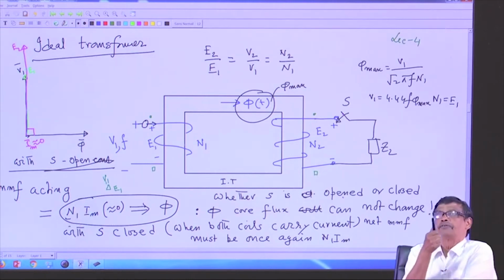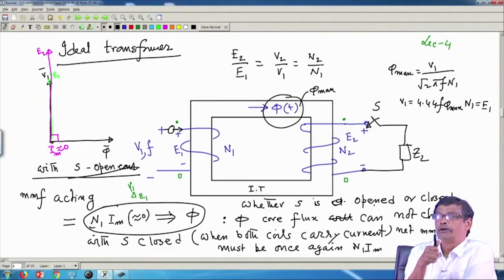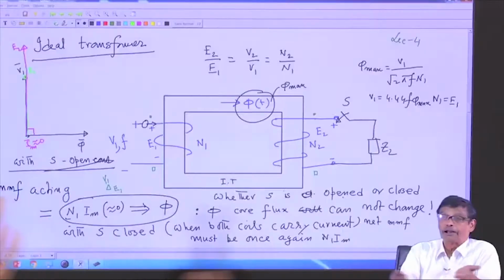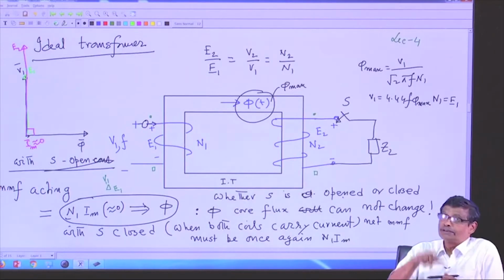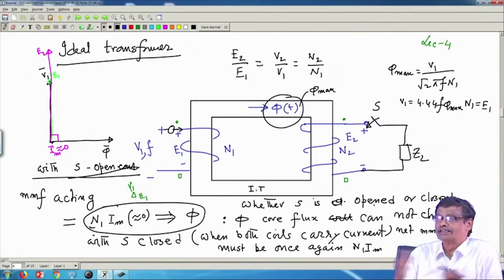What was the MMF which created this flux phi? N1 into Im, from where we concluded that when S was opened. So, with S closed, I am once again telling that flux remains the same, but both the coils perhaps will carry current. But I am sure the net MMF once again has to be N1 into Im. It cannot be other than that, because net MMF divided by reluctance, reluctance remains same, will decide the flux, and flux remains same.